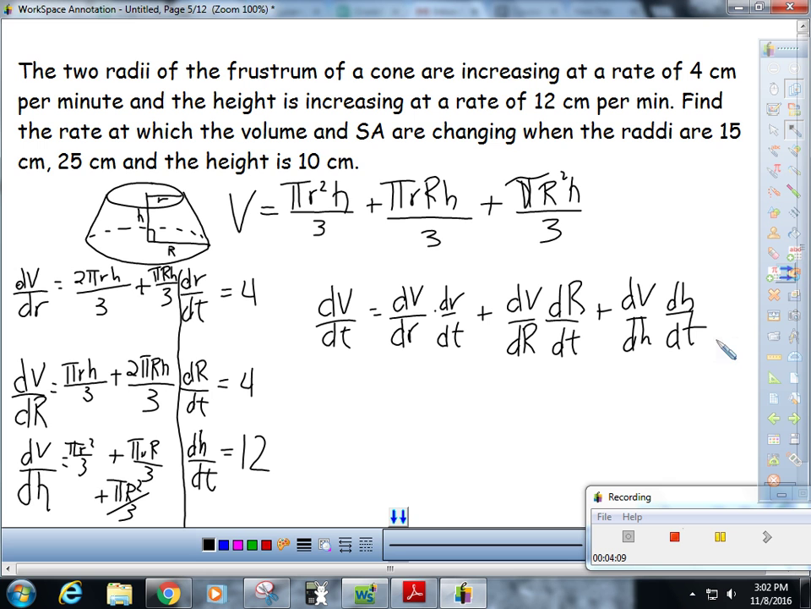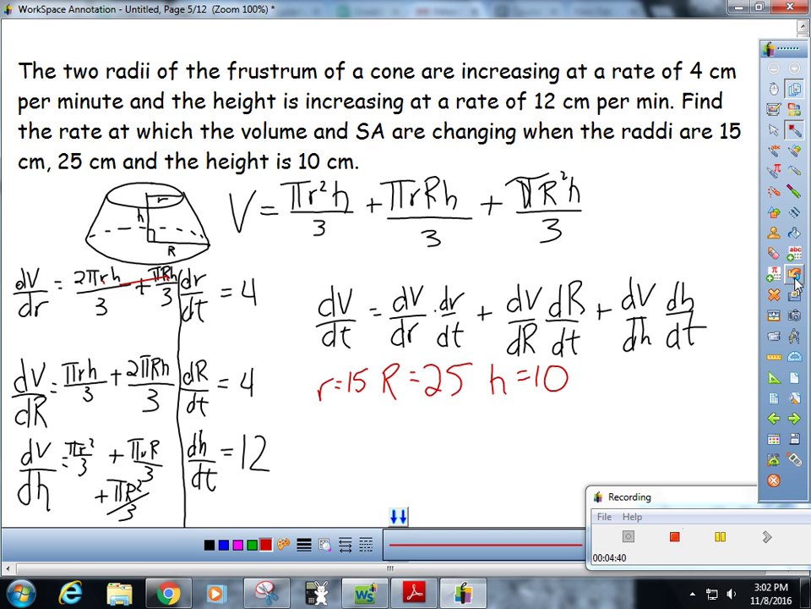Okay, so look, we've got all this stuff. At this point, we know that the radii are r is 15, R is 25, and h is 10. I'm going to put those in right here, right here, and all those little variables. And we're just going to come up with a number. I'm going to pause the video and do some math.